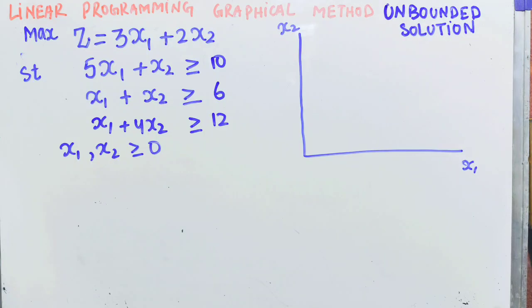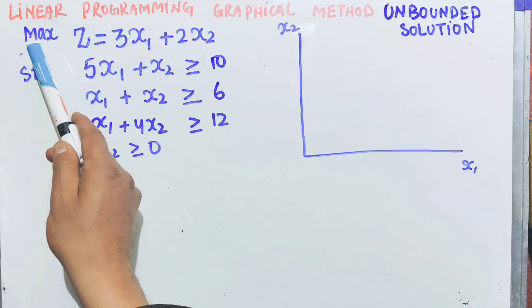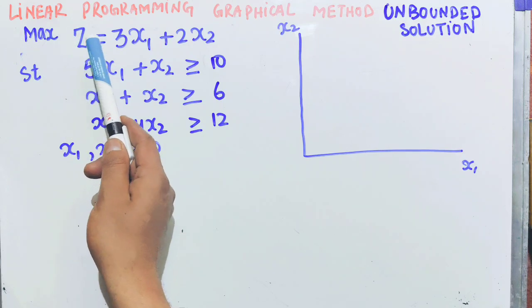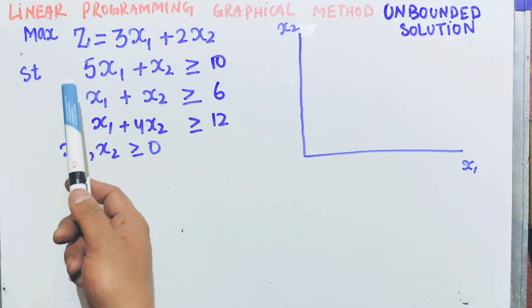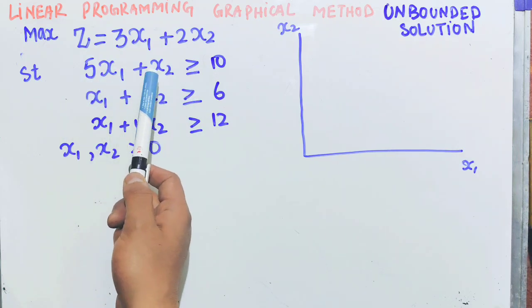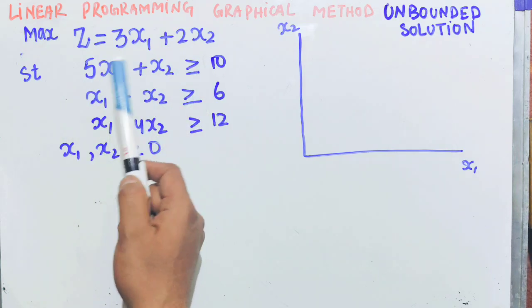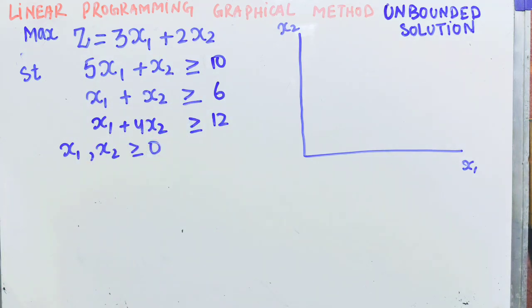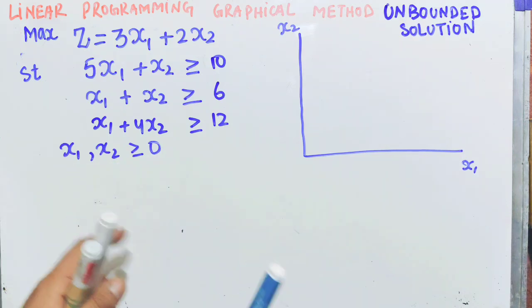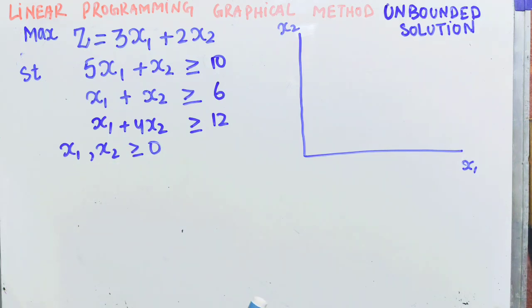So we will solve the linear programming problem using graphical method. We will take the case of unbounded solution. So the question is, we want to maximize the objective function z is equal to 3x1 plus 2x2, and we have constraints here, that is 5x1 plus x2 is greater or equal to 10, x1 plus x2 greater or equal to 6, and x1 plus 4x2 greater or equal to 12. And we have these non-negative constraints, that is x1, x2 greater or equal to 0.